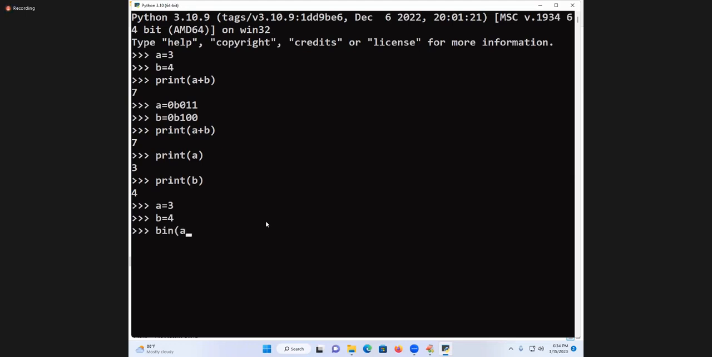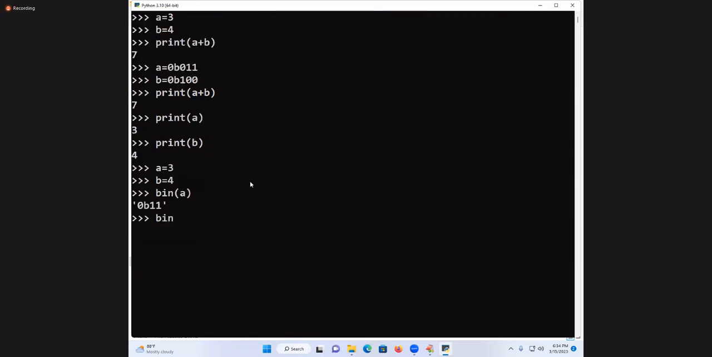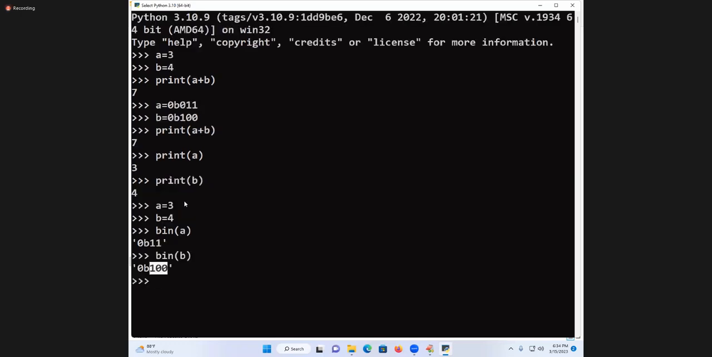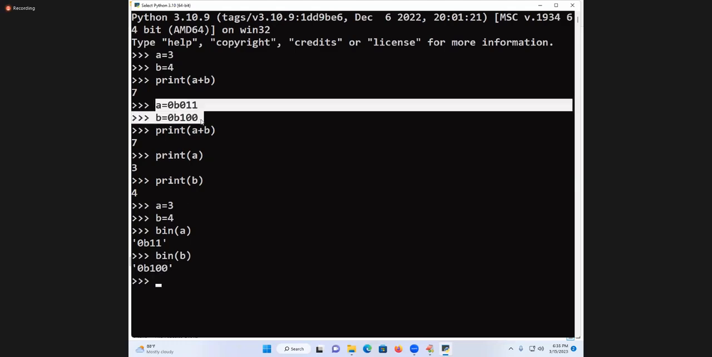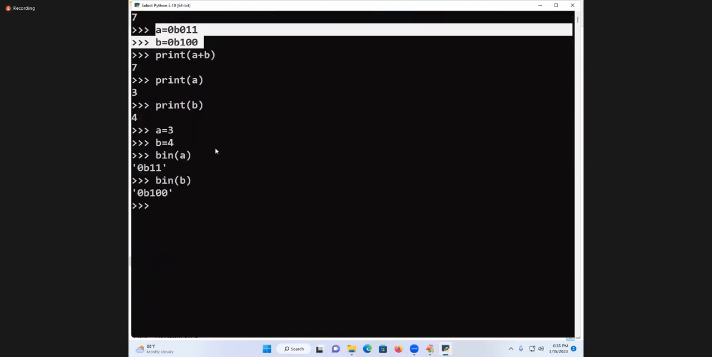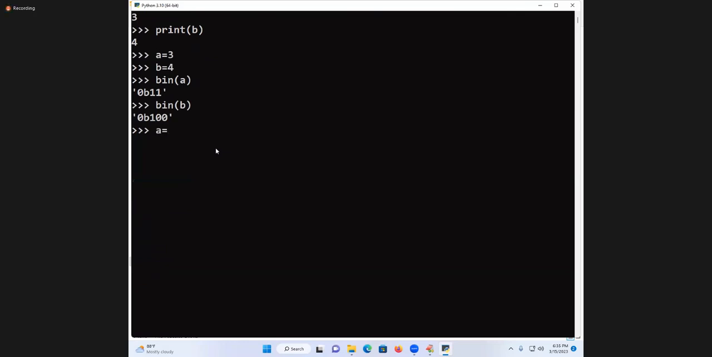Now say bin of A. What is converted? Automatically converted to 0b11 or not? 0b11. Not necessary to remember. Bin of what now? B, you say. What is the answer now? 0b100. It is also called binary format. Did you understand these points? So Python programming is converting. Even though you represent the data in a lower format, it is automatically converted into what? High level format.